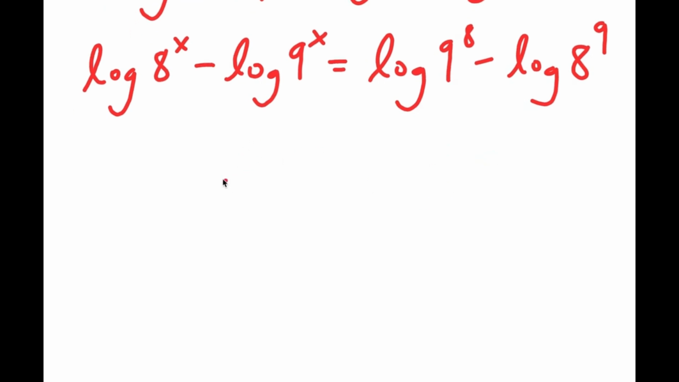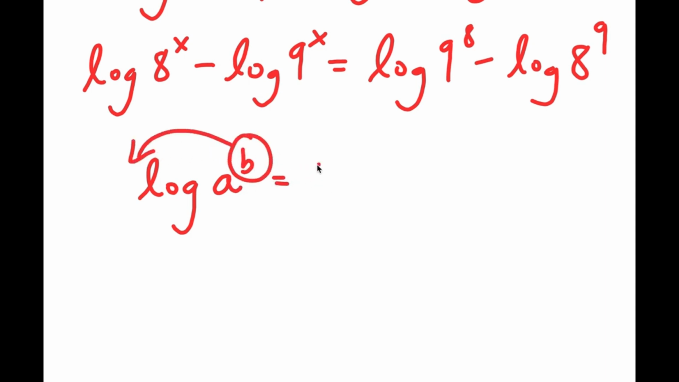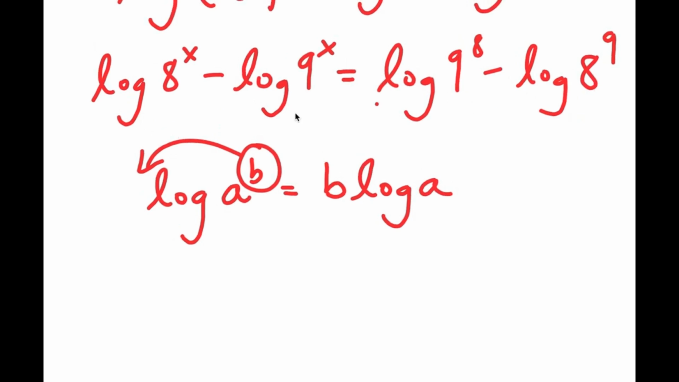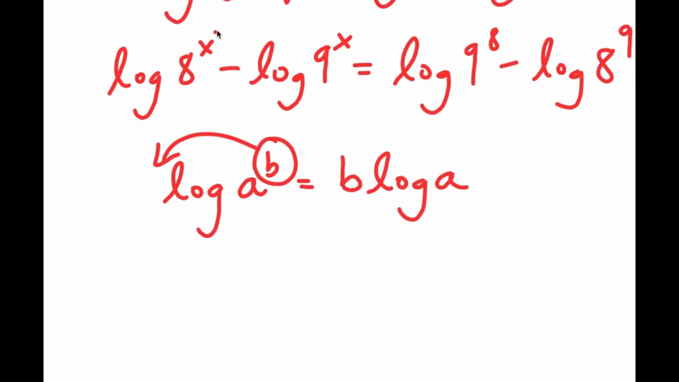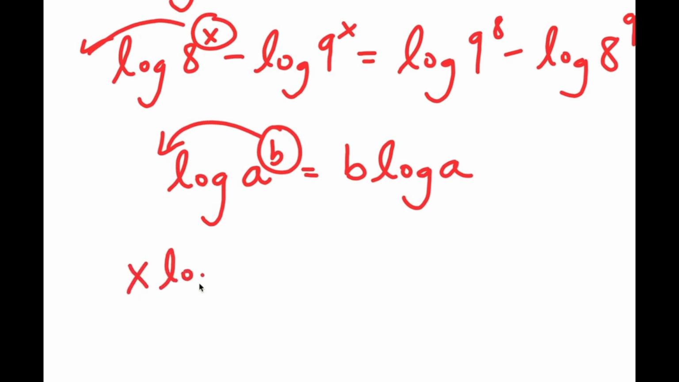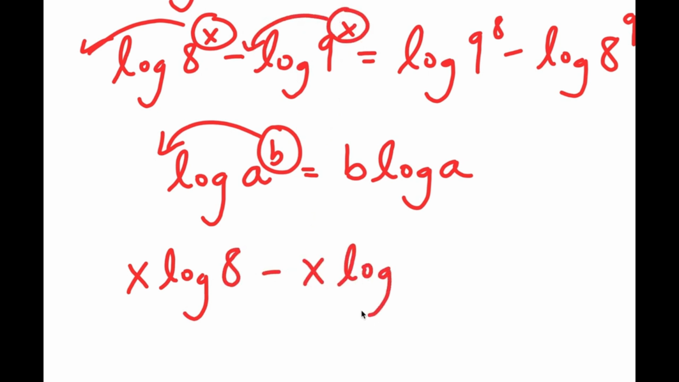Now, another property of logarithms is that if I have something in the form log a to the power of b, I can move this exponent b to the front. So this is the same thing as b times log a. In this case, I can use this property for all my terms over here. So to start, log 8 to the power of x, I can move this to the front, and I get x times log 8. Now I have this minus log 9 to the power of x, I can move x to the front, so I get x times log 9.